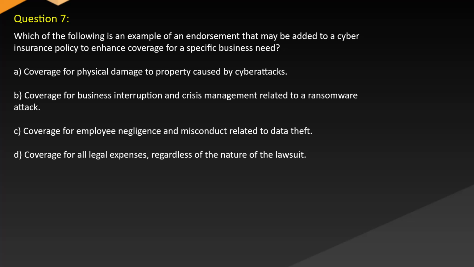Question 7. Which of the following is an example of an endorsement that may be added to a cyber insurance policy to enhance coverage for a specific business need? A. Coverage for physical damage to property caused by cyber attacks. B. Coverage for business interruption and crisis management related to a ransomware attack. C. Coverage for employee negligence and misconduct related to data theft. D. Coverage for all legal expenses, regardless of the nature of the lawsuit.